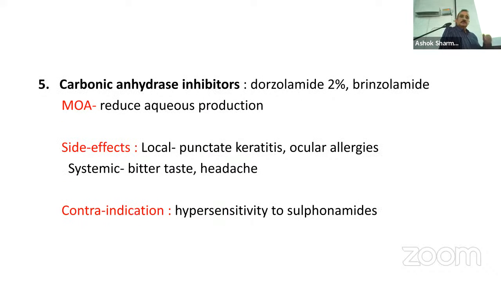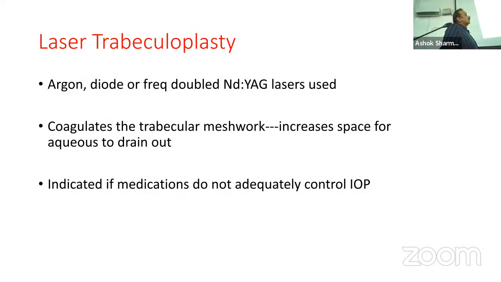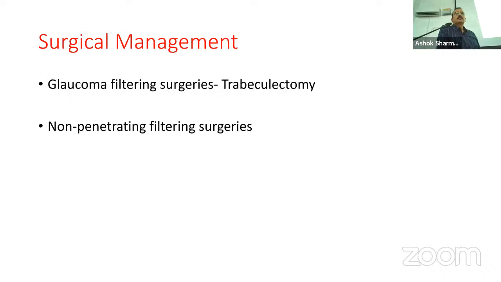Carbonic anhydrase inhibitors, dorzolamide, brinzolamide, they reduce aqueous production, right? Again, ocular allergies, metallic taste, headache, and if a person is hypersensitive to sulfonamides, you cannot use it. Laser trabeculoplasty, argon or diode can be used. We coagulate the trabecular meshwork, increase space for aqueous to drain out, but the effect dies off with time. Surgical management is glaucoma filtering surgeries, which we'll be discussing.